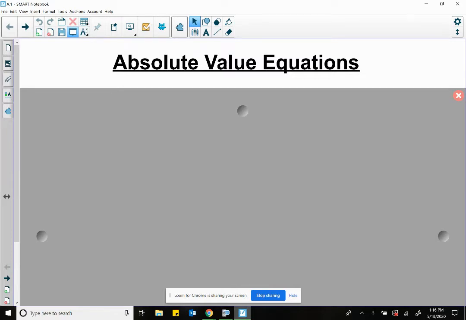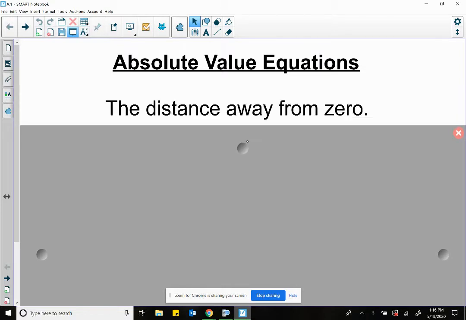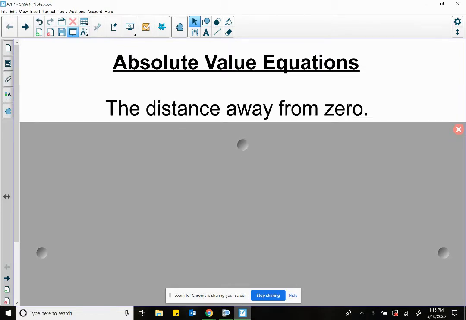All right, so absolute value equations, you dealt with absolute value before. Absolute value is all about the distance away from zero. Normally in class, I ask you what absolute value is, but since we're not in class, I'm just going to go ahead and tell you. It is distance away from zero. And because of this word distance, super important, that means that these things should always equal positive numbers, because distance is always positive.